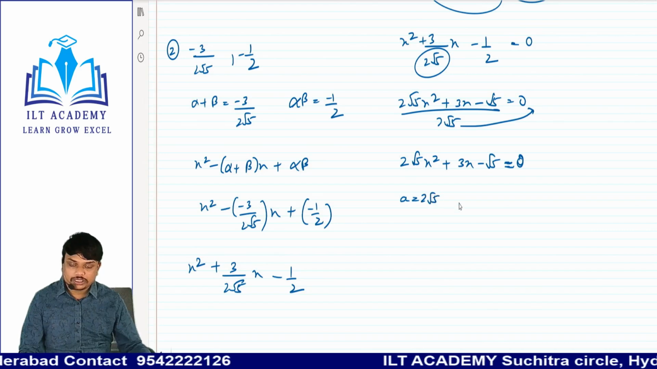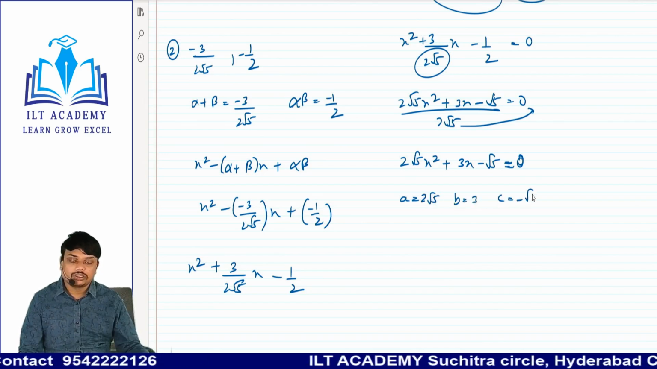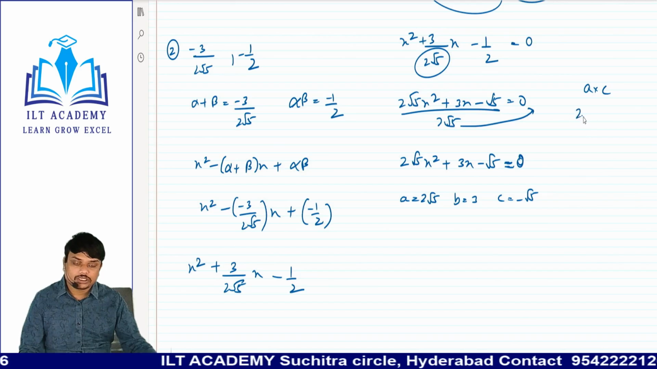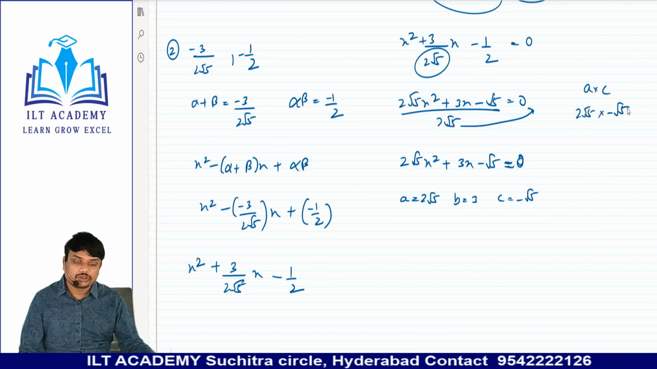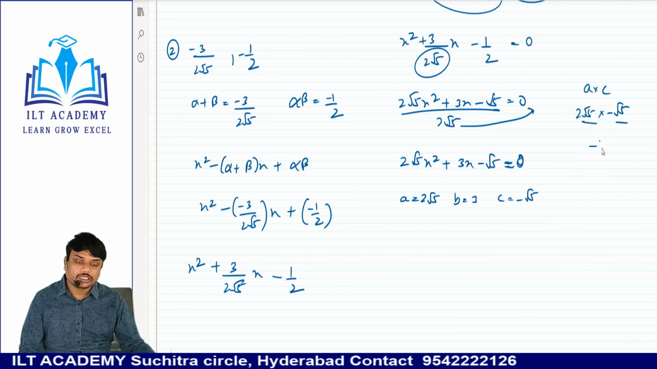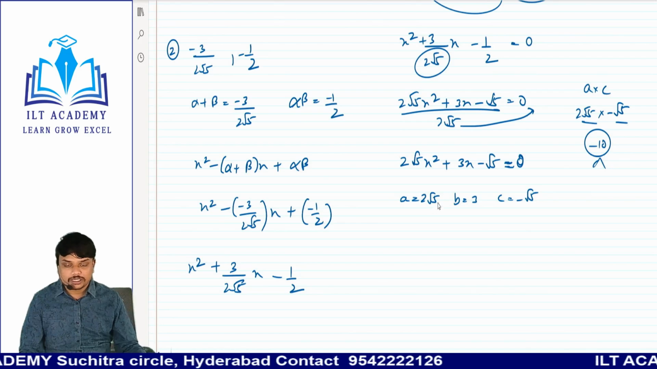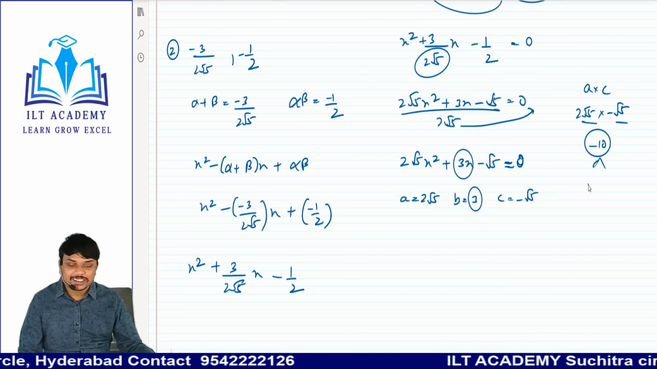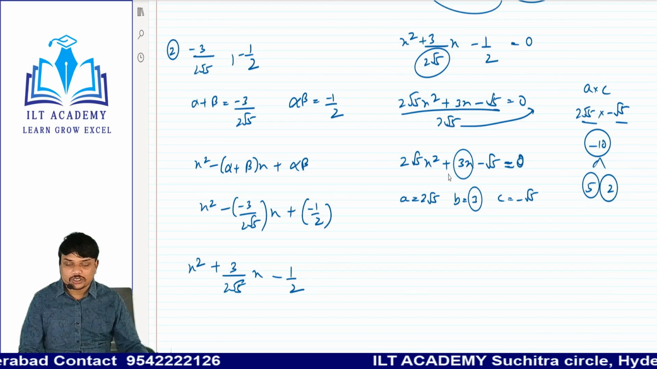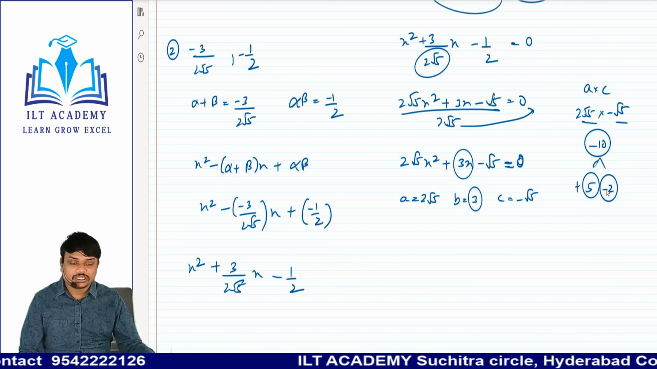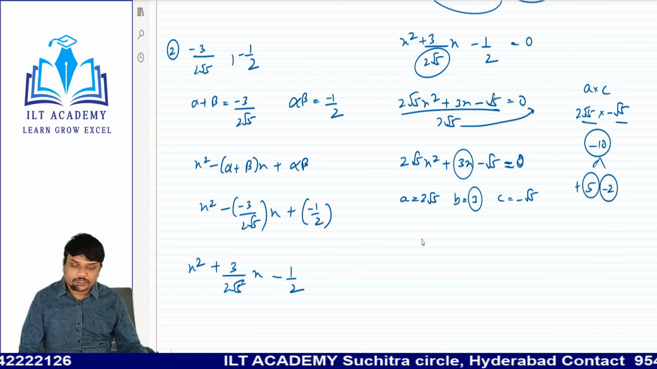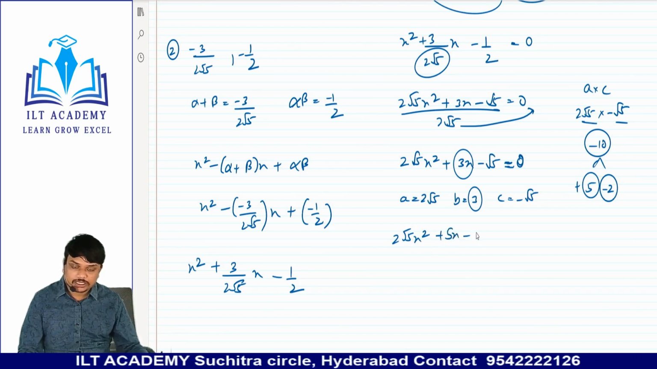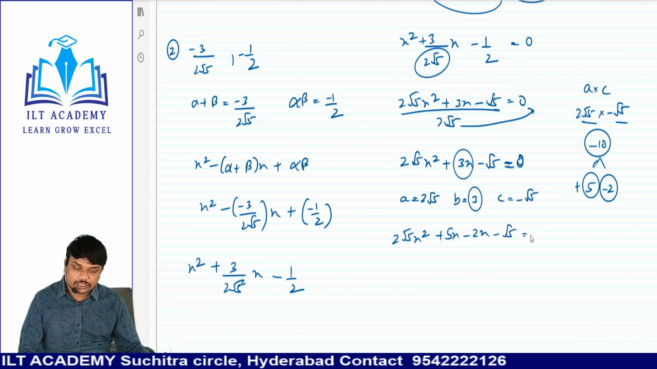Now 2 root 5 x square plus 3x minus root 5 is equal to 0. A is equal to 2 root 5, B is equal to 3, C is equal to minus root 5. Now what can I do? A into C, which is 2 root 5 into minus root 5. Root 5 into root 5 is 5, 5 into 2 is minus 10. Minus 10, how can you split it? Here plus 3 is there, so plus 5 and minus 2. Okay. Now 2 under root 5 x square plus 5x minus 2x minus root 5 is equal to 0.